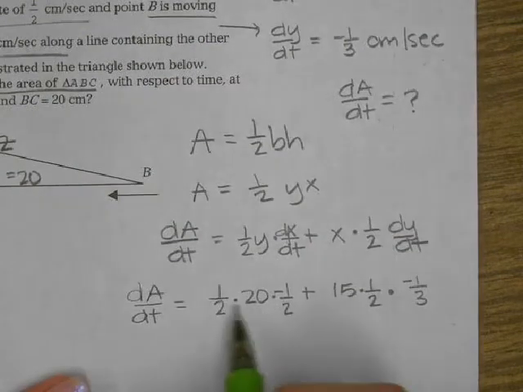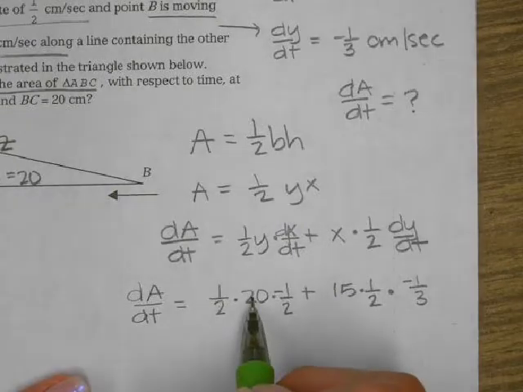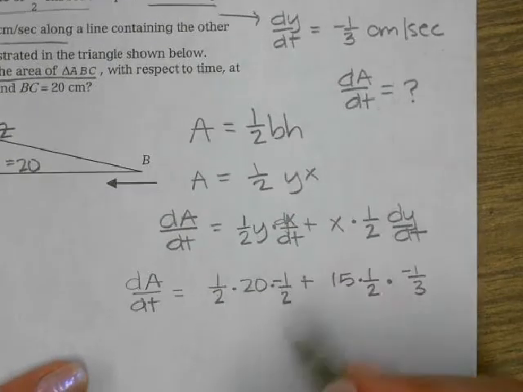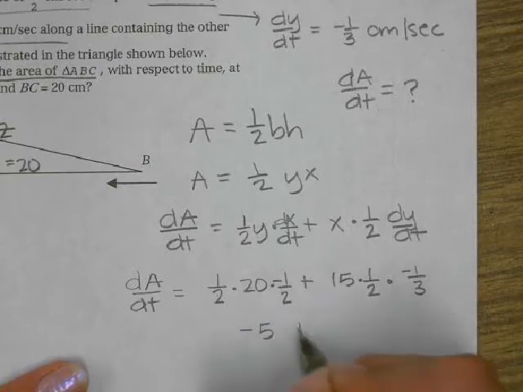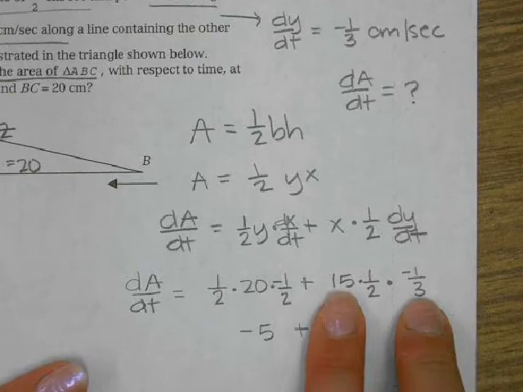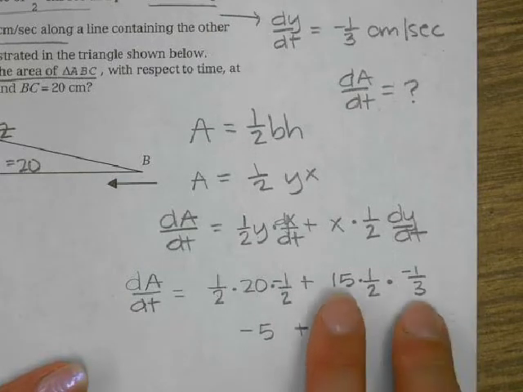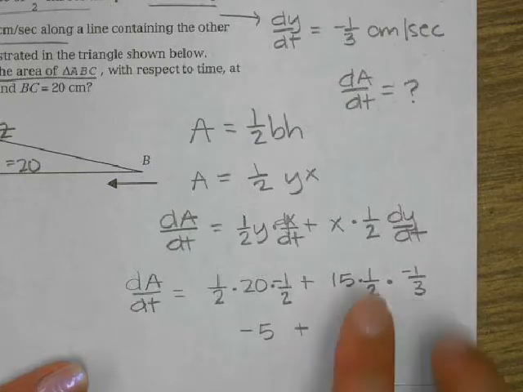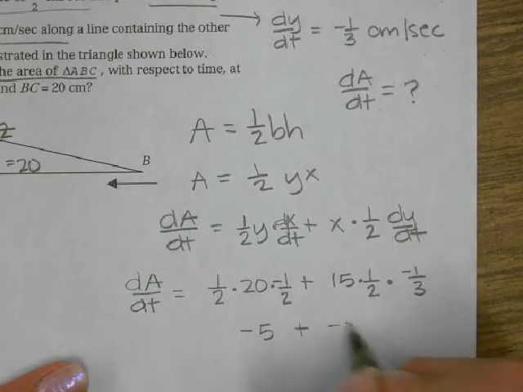All right, so 1/2 of 20 is 10. 10 times -1/2 is -5. I'm going to ignore the 1/2 for a second. -1/3 of 5 is, or 15, sorry. -1/3 of 15 is -5. And then 1/2 of -5 is -2.5.